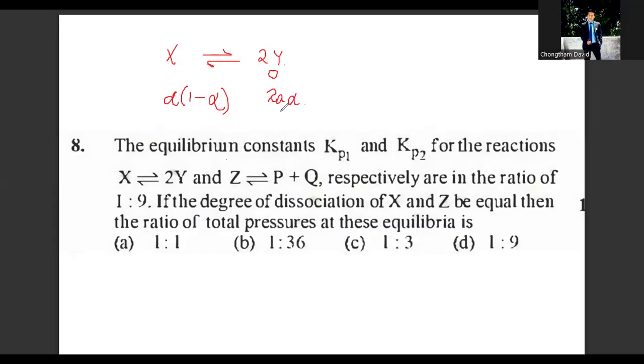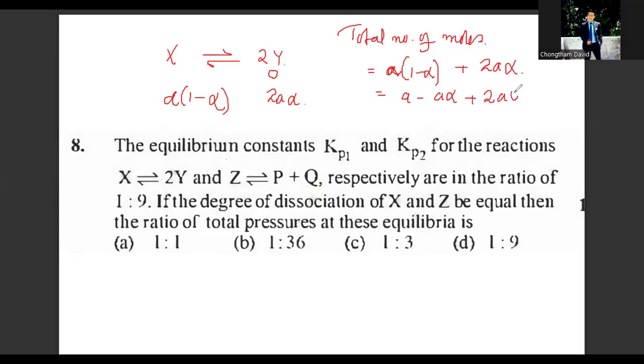So what is the overall mole, or the total number of moles, after dissociation? Let us write here the total number of moles after dissociation. It would be A into 1 minus alpha plus twice A into alpha. So A minus A alpha plus twice A alpha. This is the new equation you have. You can simplify this and take the common A, 1 plus alpha. This is the new value of the number of moles we have so far.